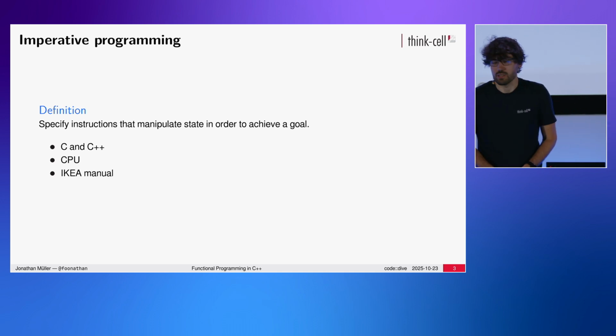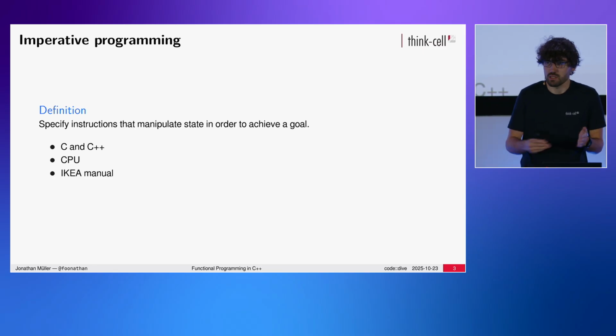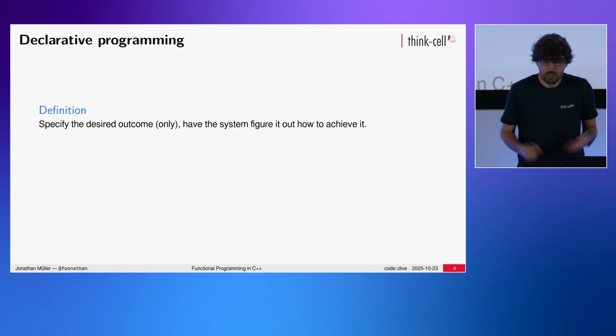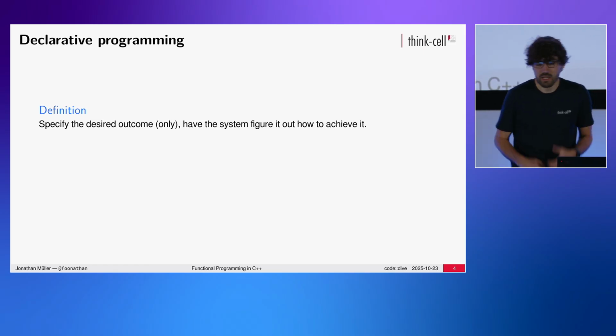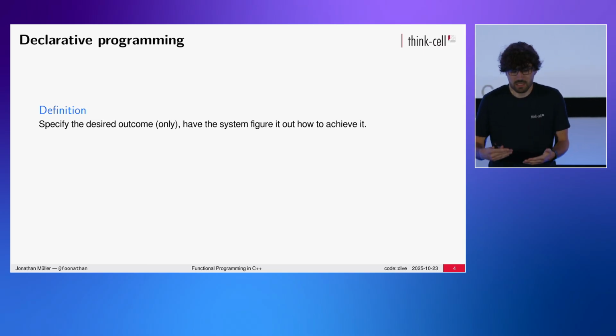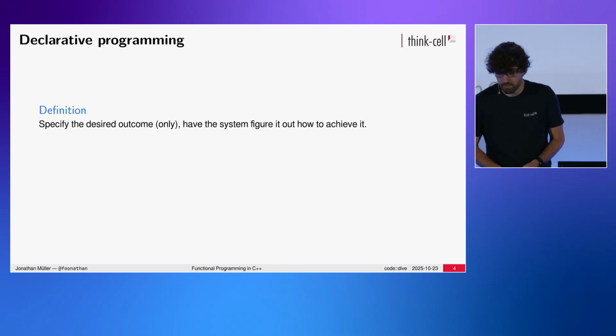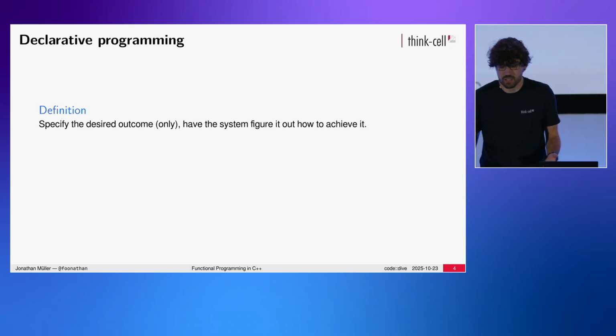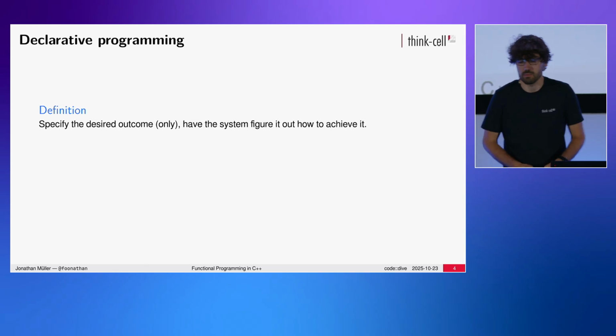An IKEA manual is also imperative. It's a sequence of steps you need to follow to assemble your furniture. In contrast, we have declarative programming. In a declarative program, you only specify the outcome that you want. And then there is some system that will figure out how to achieve this outcome. You don't specify the individual steps needed to get to that outcome, you just specify the outcome, and then there is some smart system that does it for you.